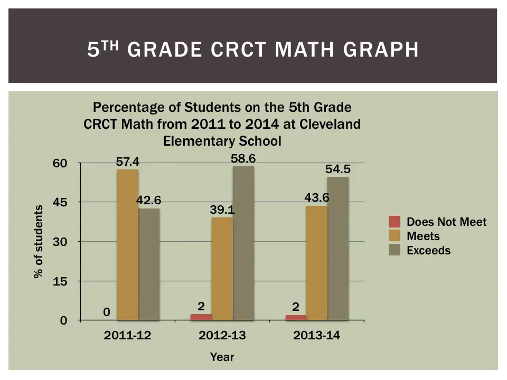The percentage of students meeting on the 5th grade CRCT math decreased from 57.4% to 39.1% in 2012-2013, and increased to 43.6% in 2013-2014. The students that exceeded on the 5th grade CRCT math increased from 42.6% in 2011-2012 to 58.6% in 2012-2013, but then slightly decreased to 54.5% in 2013-2014.